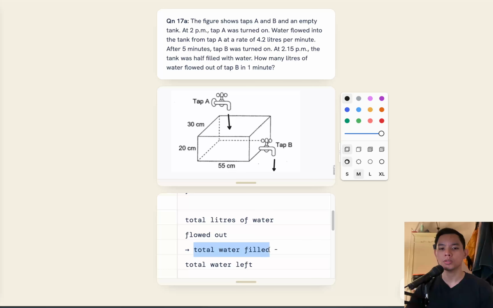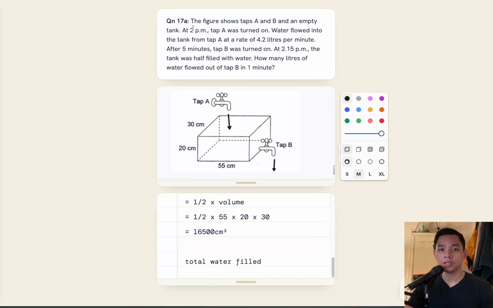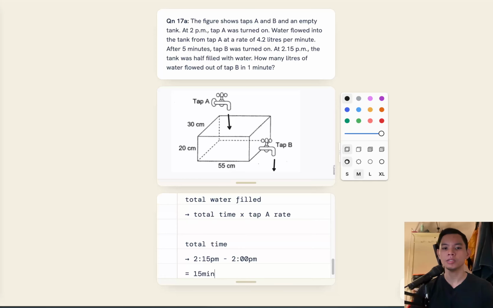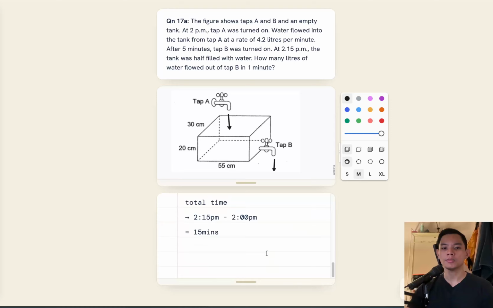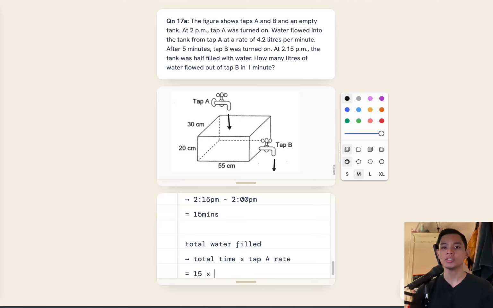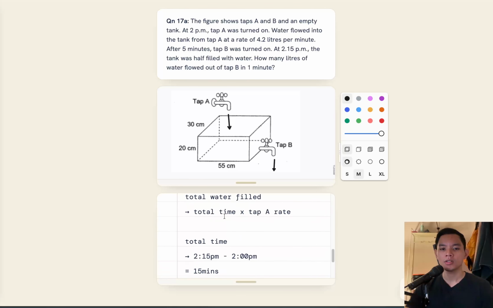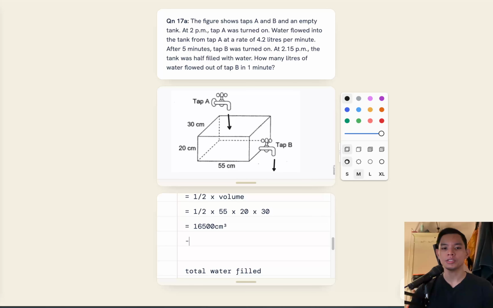So we want to know the total water filled. Total water filled in this sense is basically total time times tap A rate. So what's the total time? In this case, from 2 to 2:15 p.m., which is 2:15 p.m. minus 2:00 p.m., so 15 minutes. Then we know the tap A rate, right? So total water filled is total time 15 times the tap A rate, which is 4.2, and this will be equal to 63 liters. We can put this in liters first, so I want to convert this into liters, 16.5.